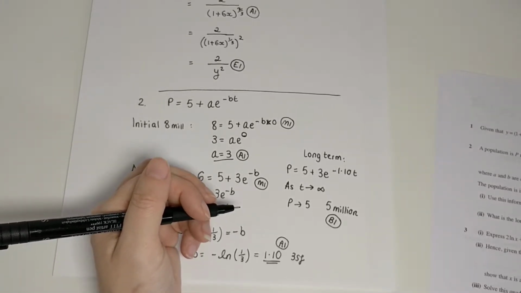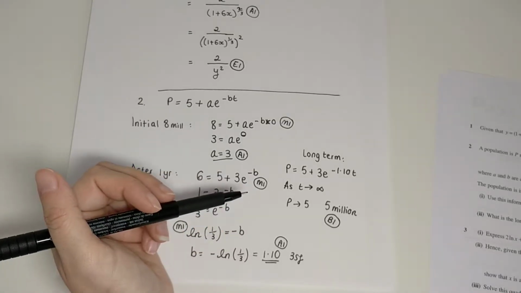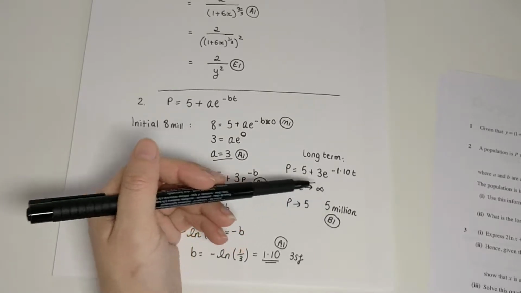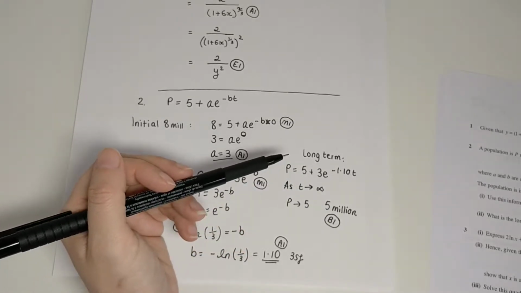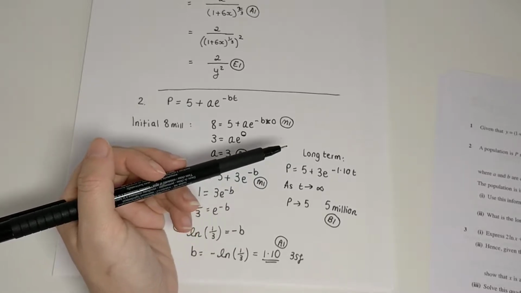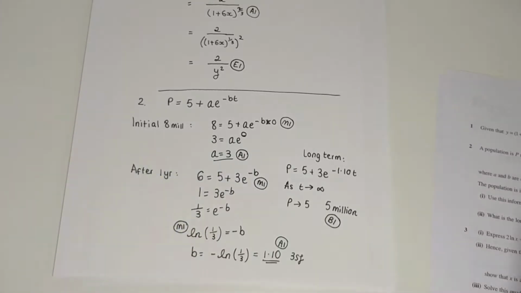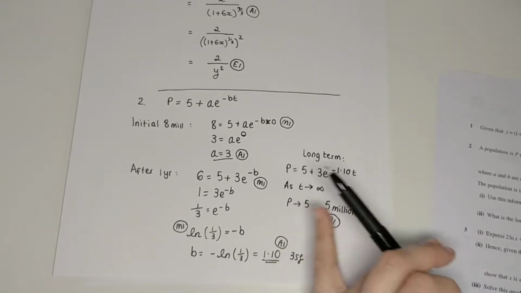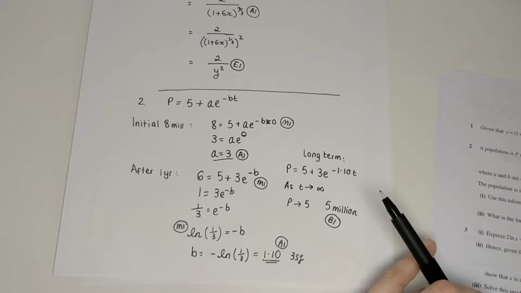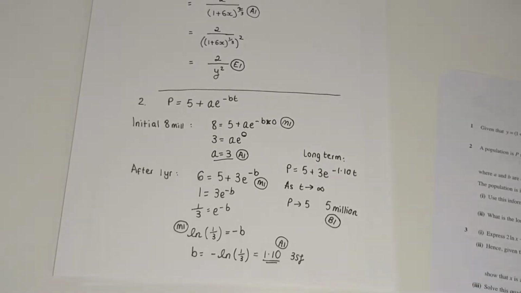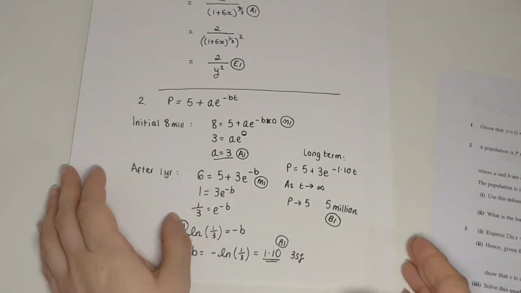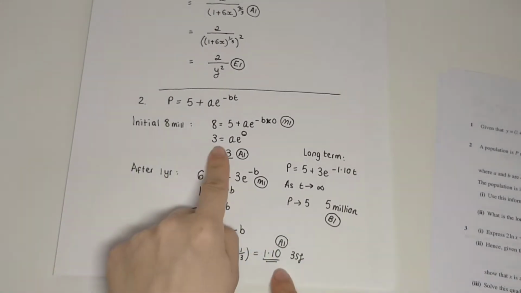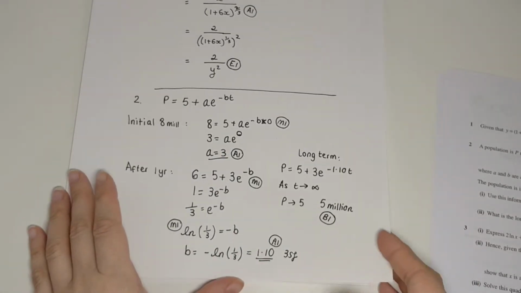Either write 5 million or write p equals 5. They'll accept both. They shouldn't accept p equals 5, really, but they do. Oh, that was what I was going to say: this one is a follow through. So if you got A wrong, you can still get the accuracy mark for B.